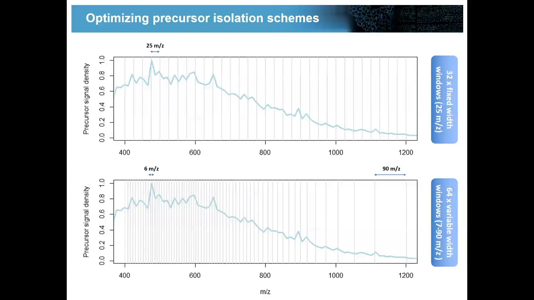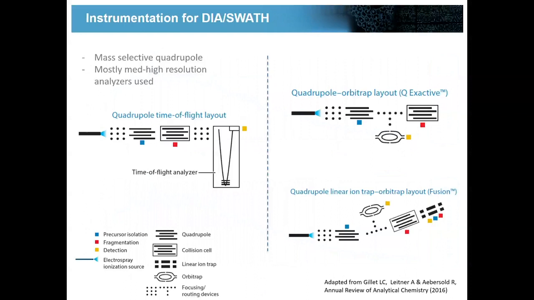The method that we tend to use in the lab at the moment by default is this 64 variable window method, where in the most dense parts of the mass range, the windows are down to around 6 or 7 m/z, and up here in the last window, where there's not really a lot of peptides, we can have 90 m/z windows. This allows you to distribute the signal more evenly per precursor isolation window, and hopefully make it a little bit easier to interpret the peptides down here, which are in this most busy space.